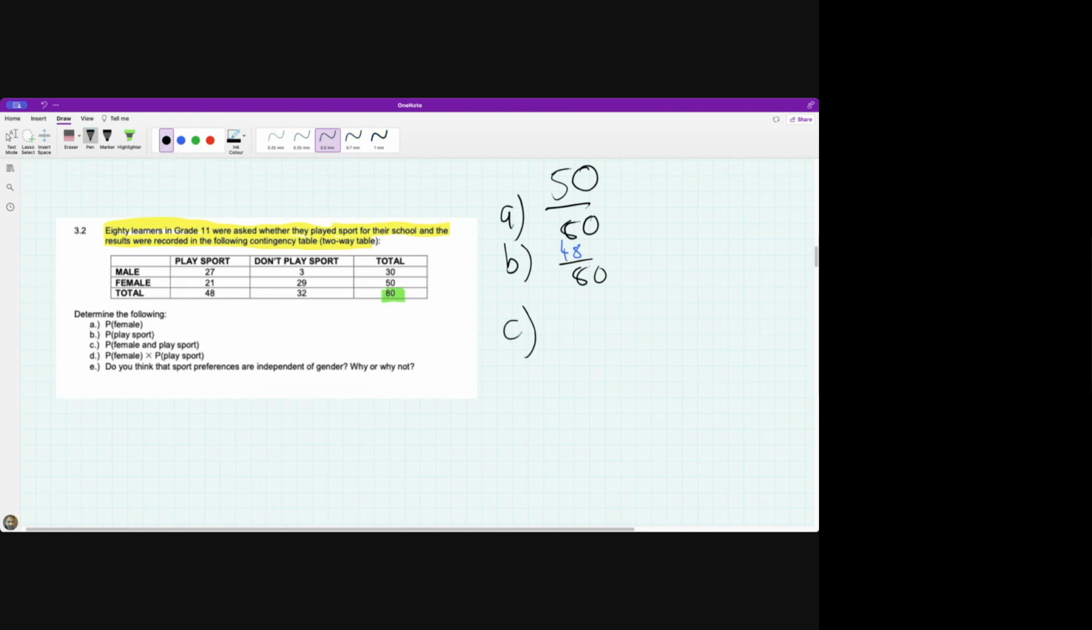What's the probability that someone will be female and play sport in this sample of grade 11s? Well, it's still out of 80. What's that magic number going to be?